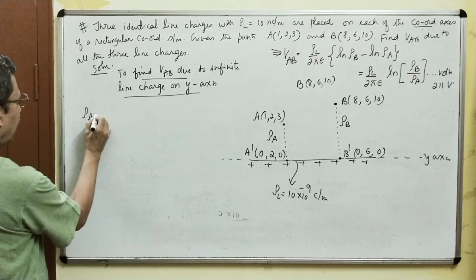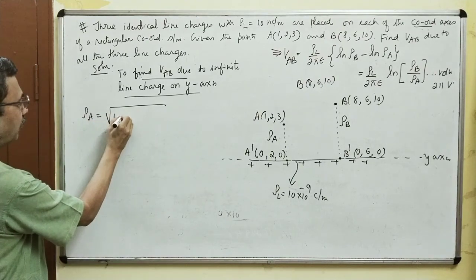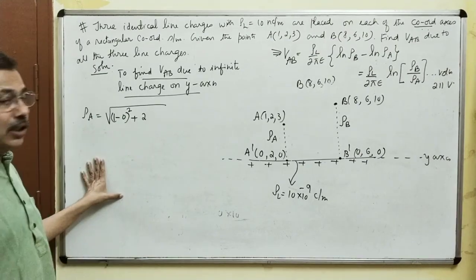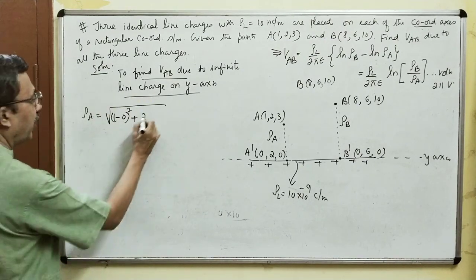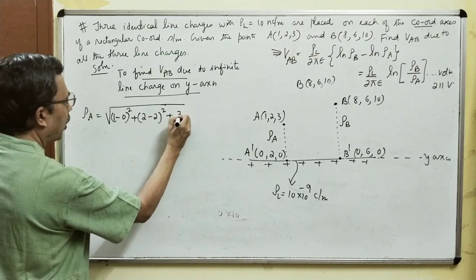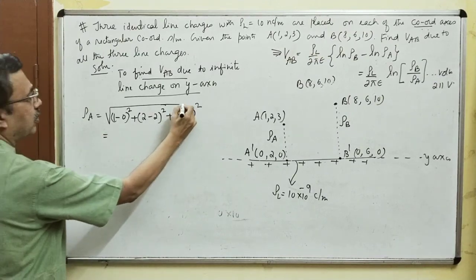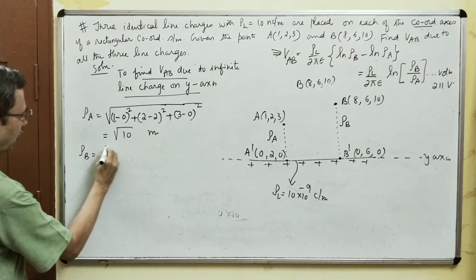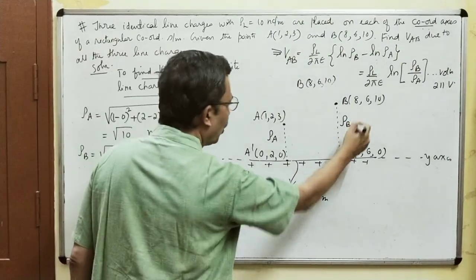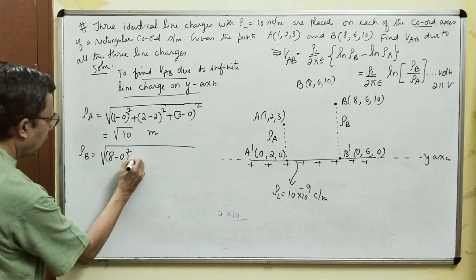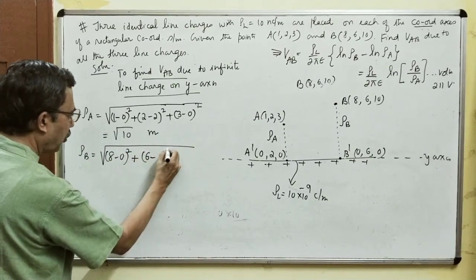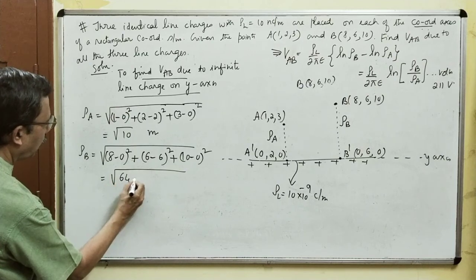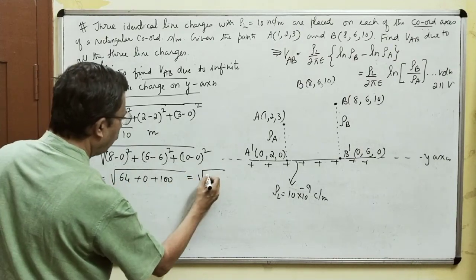So what is rho A? Rho A is equal to square root of, distance formula, x2 minus x1 whole square plus y2 minus y1 whole square plus z2 minus z1 whole square under root. 1 minus 0 whole square plus 2 minus 2 whole square plus 3 minus 0 whole square. So this is 1 plus 9, 10. This is root 10 meters. What is rho B? Rho B is equal to square root of, again apply the distance formula, 8 minus 0 whole square plus 6 minus 6 whole square plus 10 minus 0 whole square. So this becomes root of 64 plus 0 plus 100 equals root of 164.